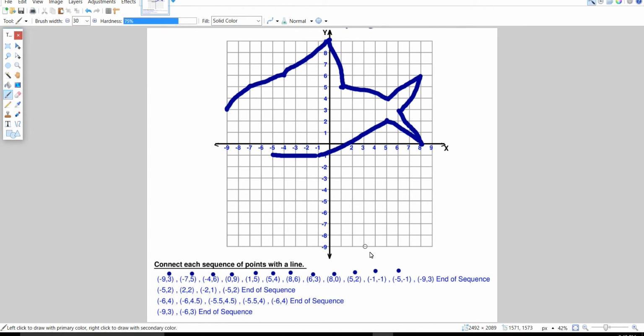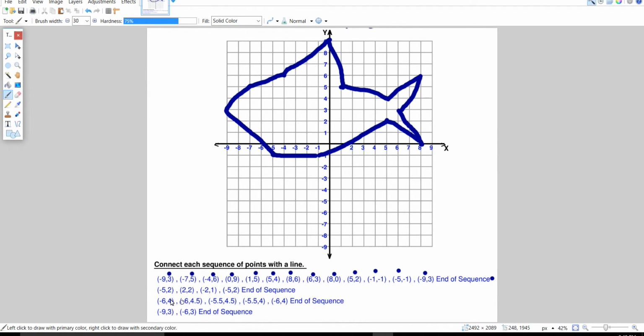Now, we're at the end of the sequence, and the final point is actually the point that we started with, negative 9 and positive 3. And then it says end of sequence. What it means by end of sequence is that these are the only points that are going to be connected. From this point on, this sequence may or may not be connected to any of these other points.